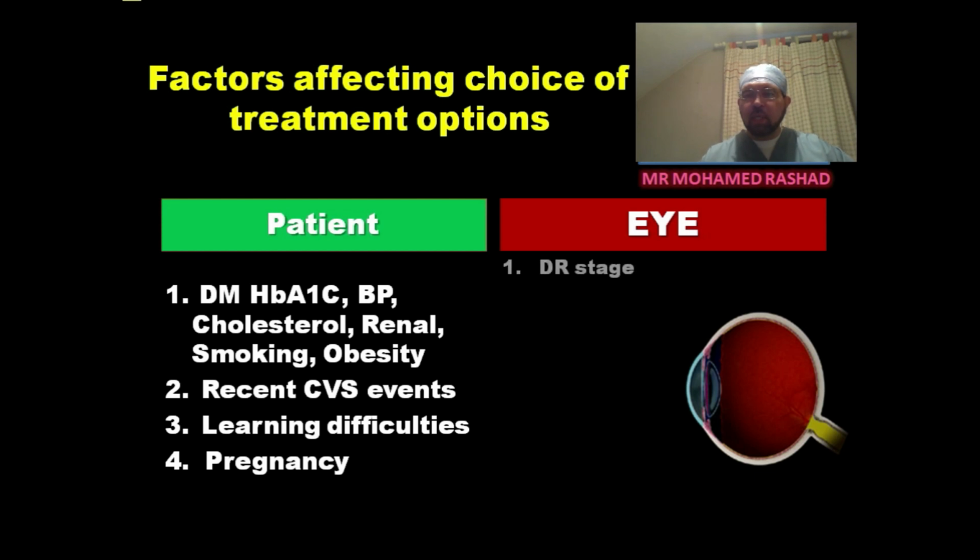In the eye, we have to decide at which stage of diabetic retinopathy the patient is. Is it proliferative or non-proliferative? With the proliferative, we can use some treatment modalities that can help control the proliferative disease as well. And the location of the edema is very important. The thickness, which is the central subfield thickness on the OCT, is very important.